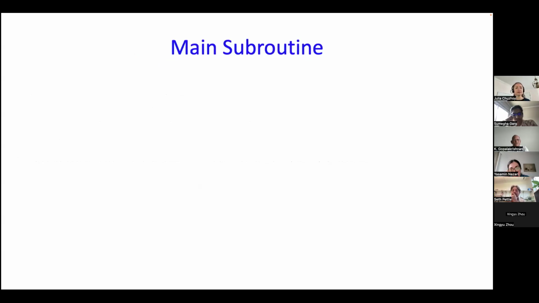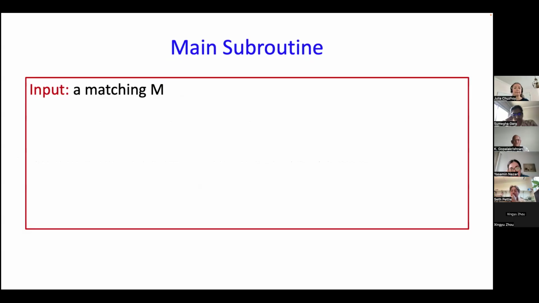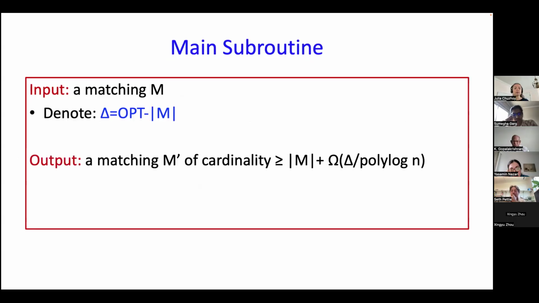So in order to do this, there is this main subroutine. The main subroutine starts with the current matching M. And throughout, I'm going to denote by delta the distance of the current matching M from the optimal solution value, how much more we need to go. And what we want to do is output a matching that is significantly bigger. The cardinality should be the cardinality of M plus delta divided by polylog n.